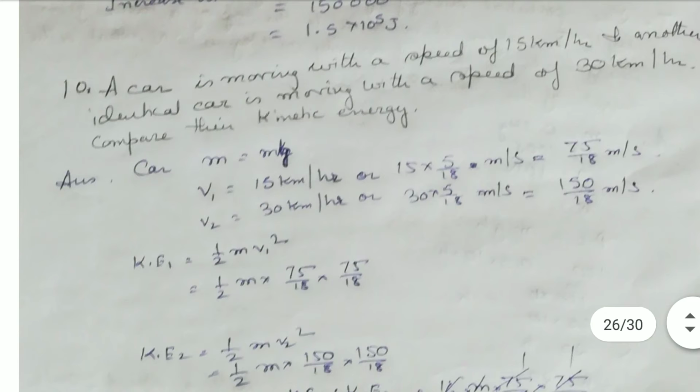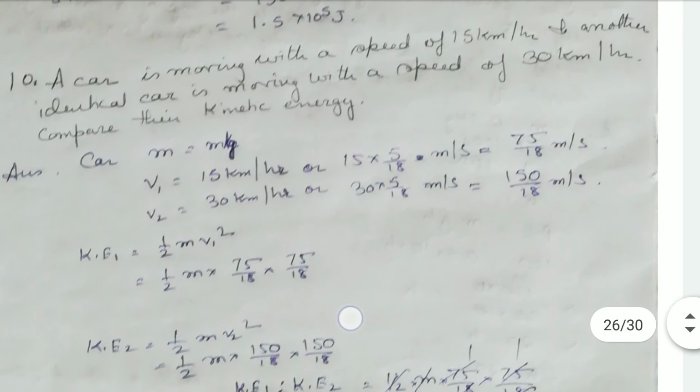Then a car is moving with a speed of 15 kilometer per hour, and another identical car is moving with the speed of 30 kilometer per hour. So compare the kinetic energy. Again, the same thing. We need to convert speed. We need to convert it first into meter per second. First one, that is 15 kilometer per hour. We have converted into meter per second. That is 75 by 18 meter per second. Let it be that way.